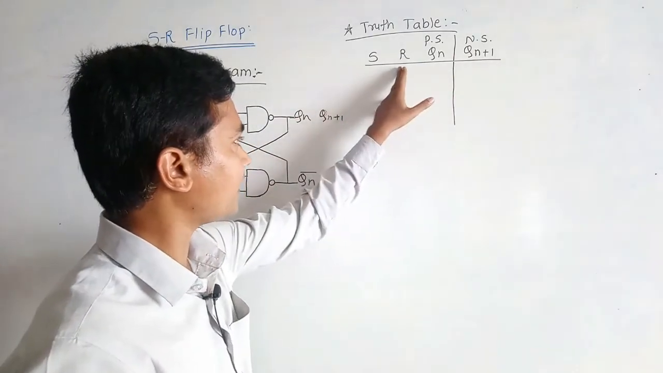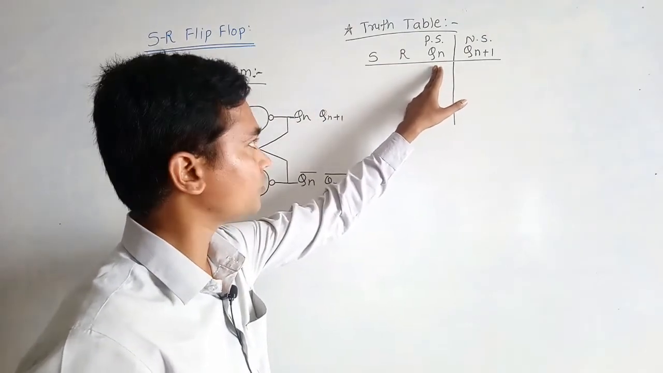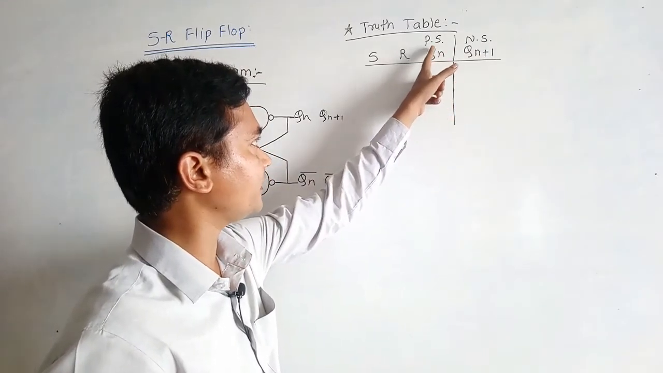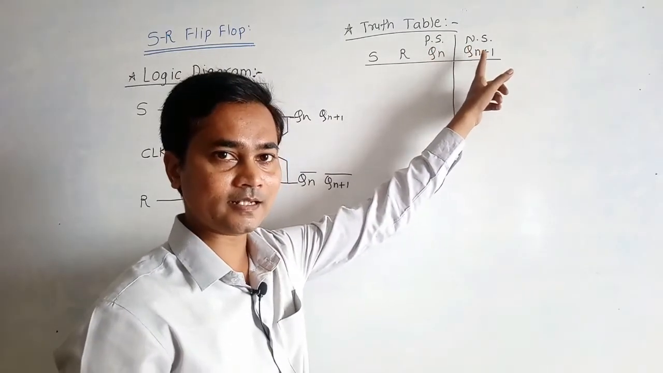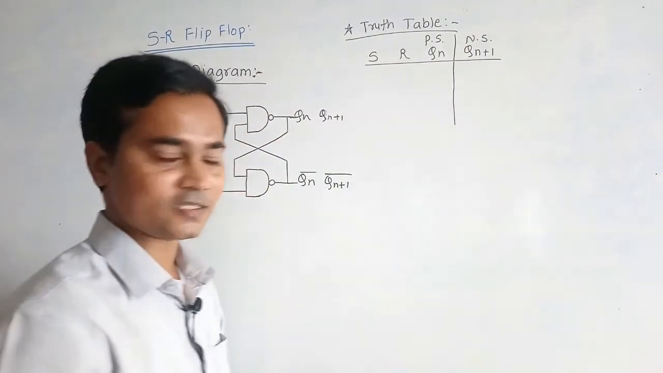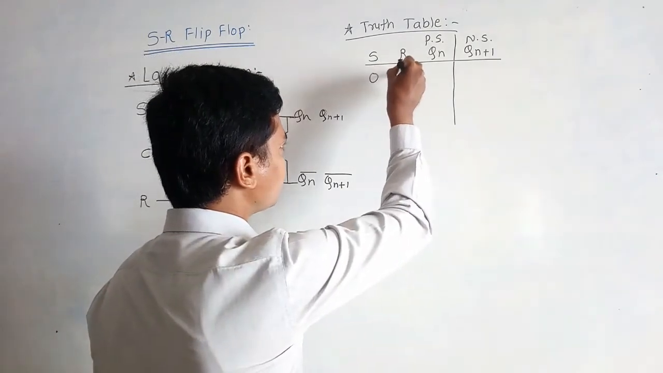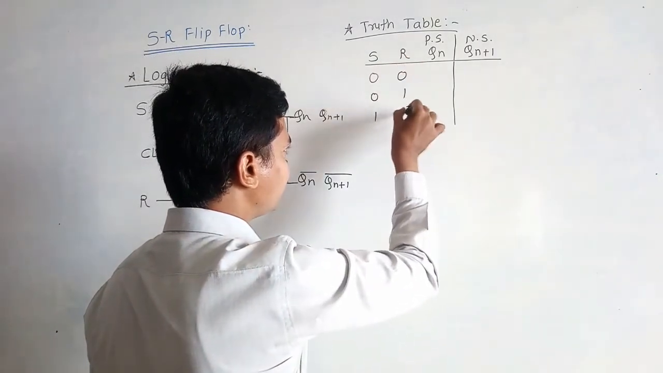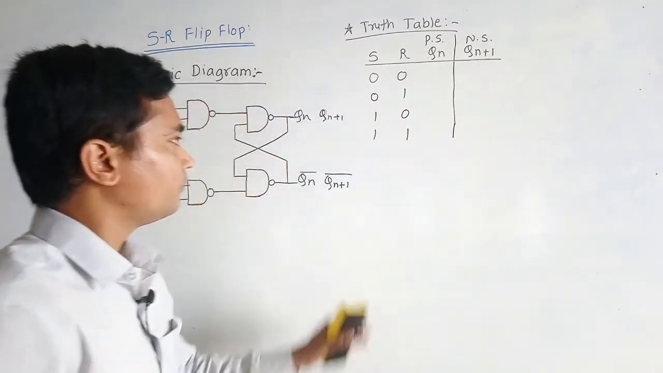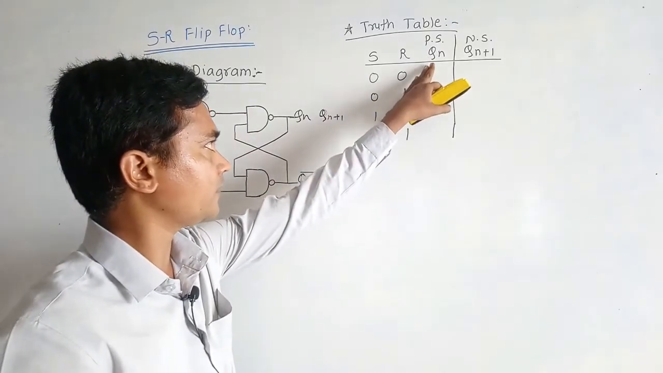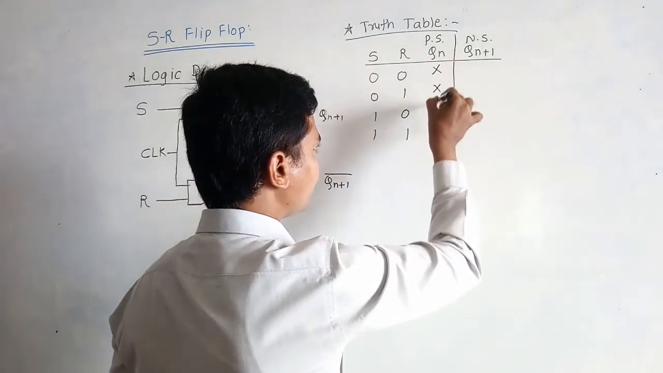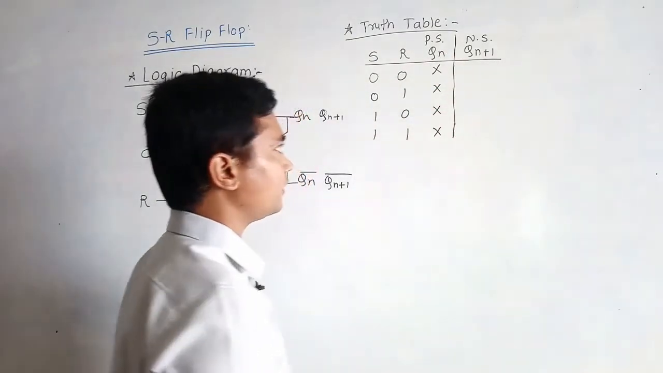S, R, Qn are the inputs to obtain Qn plus 1. Here Qn is considered the present state and Qn plus 1 is considered the next state. As we know, 2 bits make 4 combinations: 0 0, 0 1, 1 0 and 1 1. We don't actually know the present state of Qn, so we consider it as don't care.